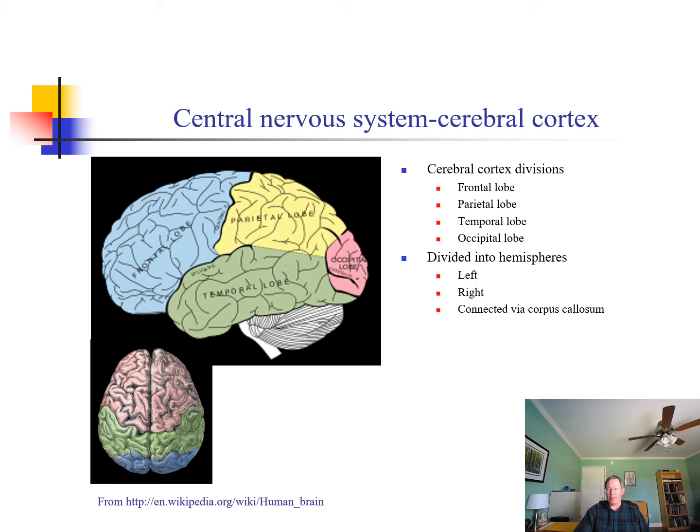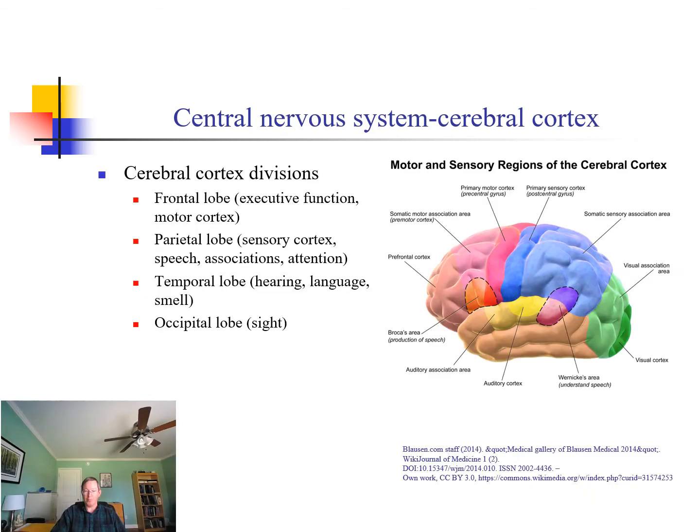Just immediately behind that is a yellow portion on this, which is called the parietal lobe. On the sides are the temporal lobes, and in the very back is the occipital lobe. Now, these comprise the cortex, or the cerebral cortex, and there is a connection between the two hemispheres, which is called the corpus callosum.